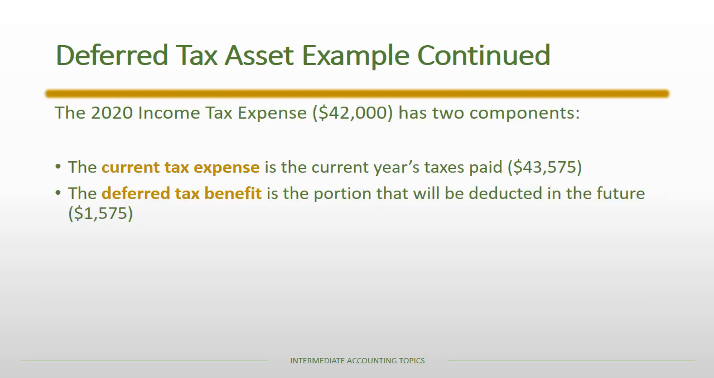So just to remind ourselves of some of the verbiage that we use within the chapter. In 2020, we do have a total income tax expense of $42,000, and there are two components. The current tax expense, which is the amount of taxes paid in the current year, $43,575. And because we have a deferred tax asset, we do have a deferred tax benefit rather than a deferred tax expense. And so that's the portion that's going to be deducted in the future, which is $1,575.